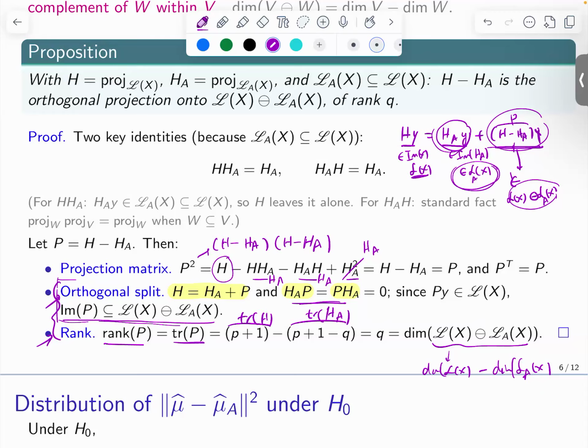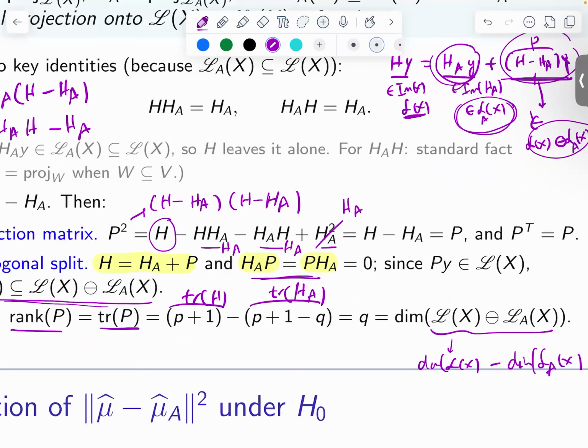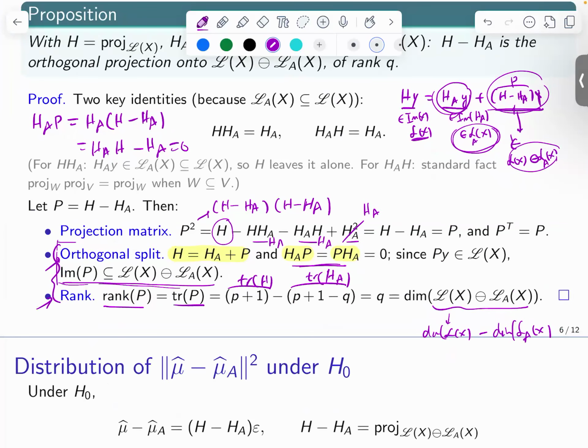Yes. I missed this, but why is HAP and PHA equal to 0? Why is that? Anyone can tell me. So HAP is equal to HA times H minus HA. This is HAH minus HA. So this is 0 because of these two identities. Just rearrange.